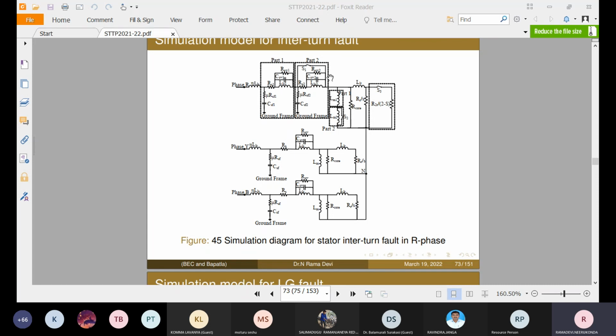We created a distributed model. So we represent the interturn fault between these two windings. This is one part of the winding, this is another part of the winding. So the entire winding is divided into two parts. The magnetizing component is also divided into two parts, one for the first part, another for the second part.